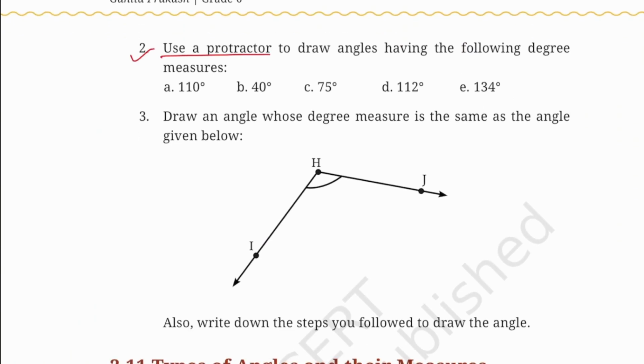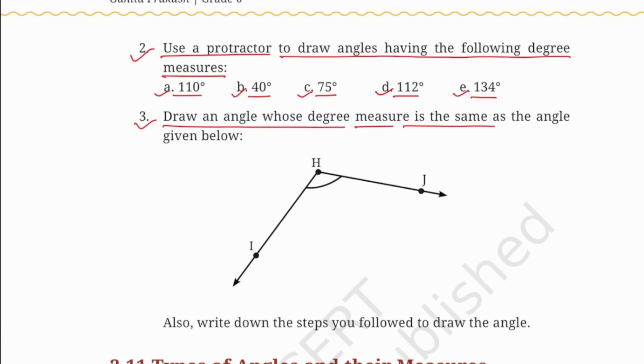2. Use a protractor to draw angles having the following degree measures: A 110 degrees, B 40 degrees, C 75 degrees, D 112 degrees, E 134 degrees. 3. Draw an angle whose degree measure is the same as the angle given below. First, you have to measure this angle and then you have to draw this angle using a protractor. Also, write down the steps you followed to draw the angle.